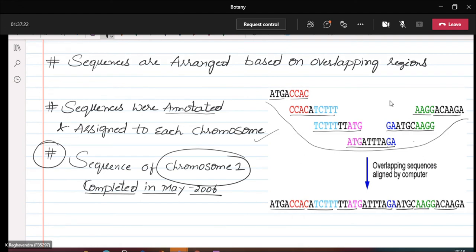Then strategies of enhancement in food production. The last 6 chapters are there, which are very small chapters only. That too we'll have a thorough discussion on.